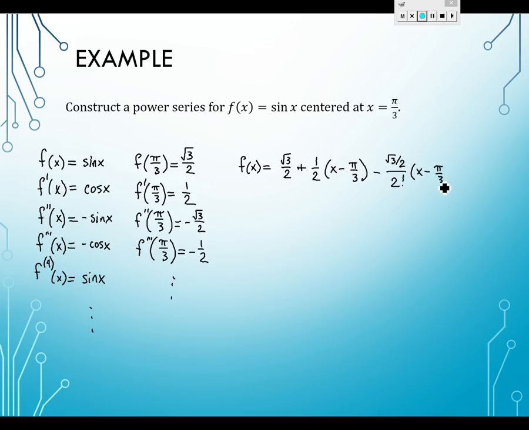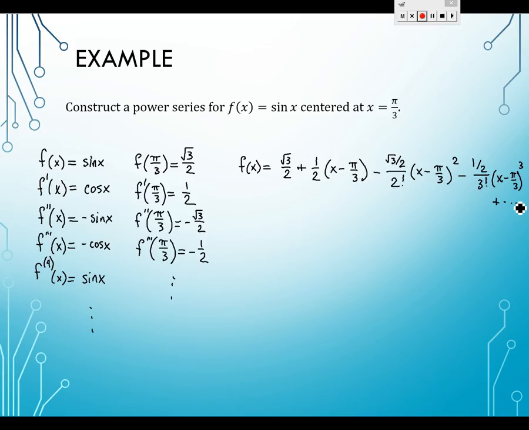How'd you do? Is this looking like what you had so far? Let's do one more term here. Minus 1 half over 3 factorial times x minus pi over 3 cubed, we can simplify maybe as well, plus dot dot dot.